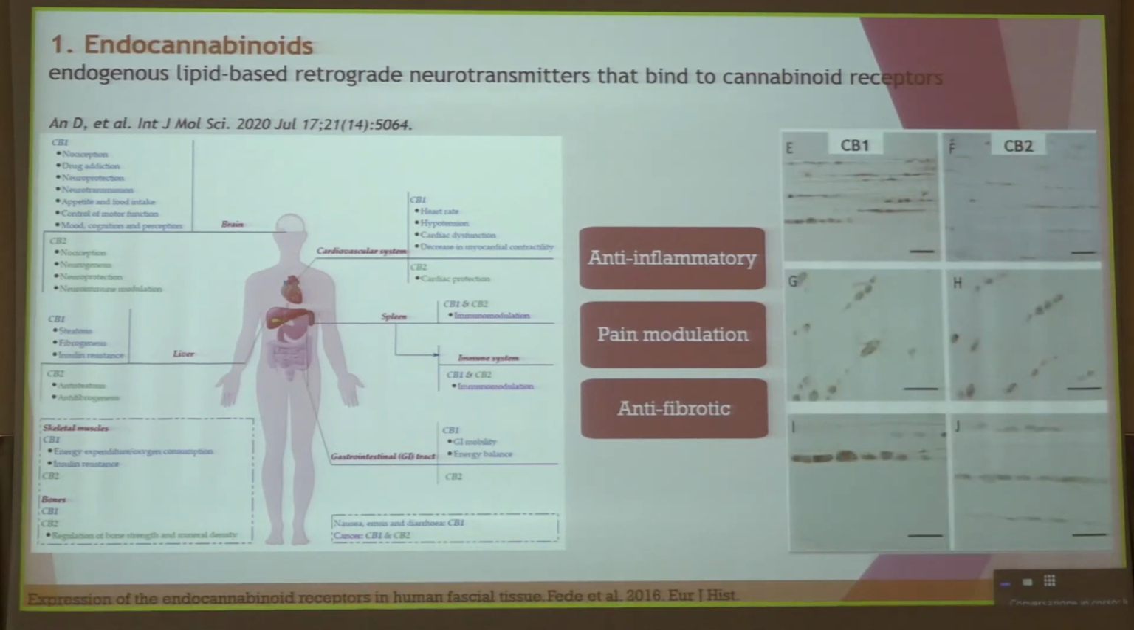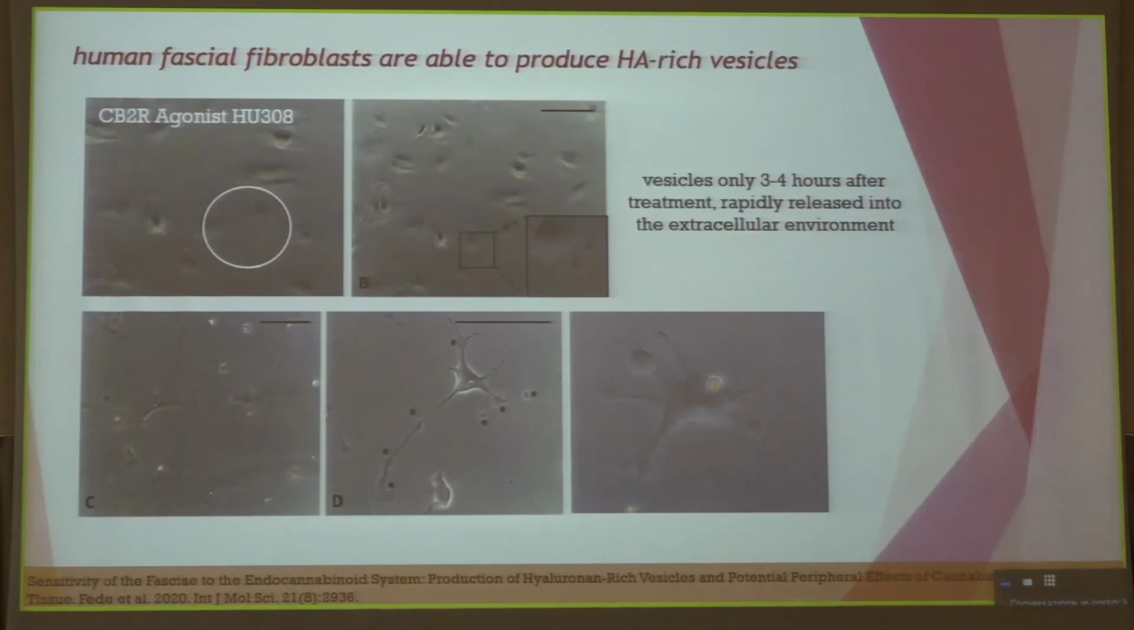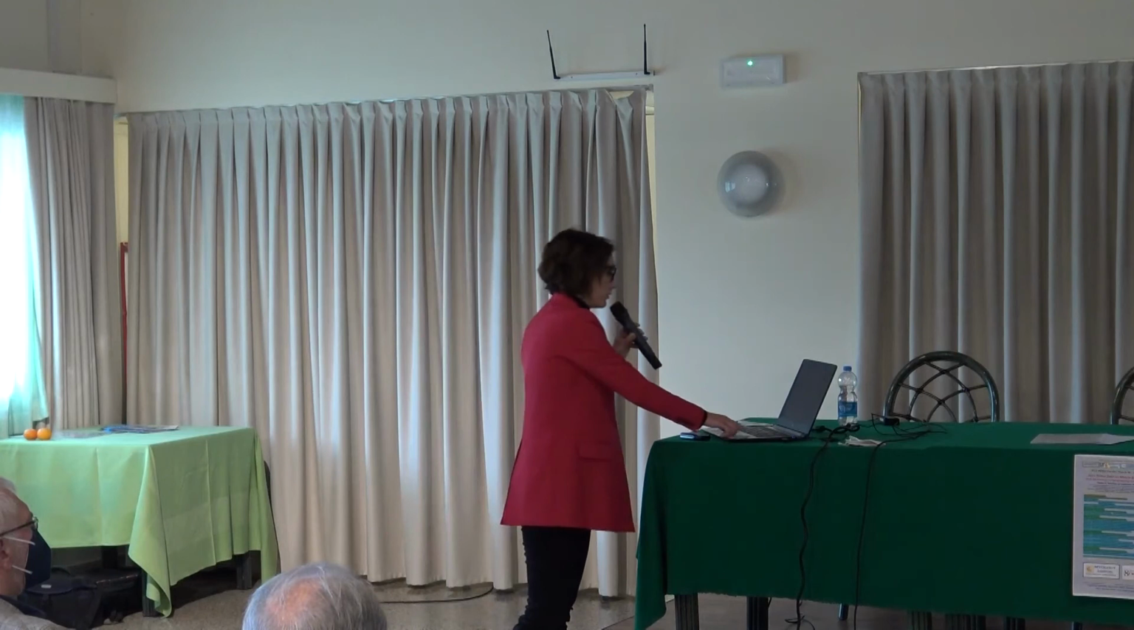And we demonstrated that they are both, CB1 and CB2, expressed also in the deep fascia, in the human fascial tissues. And so we decided to stimulate in vitro the fascial fibroblasts with an agonist of the cannabinoid receptor CB2. And we noted that immediately after treatment, the treated cells start to produce some vesicles. The cells change their morphology, and they produce a lot of vesicles released into the extracellular environment.